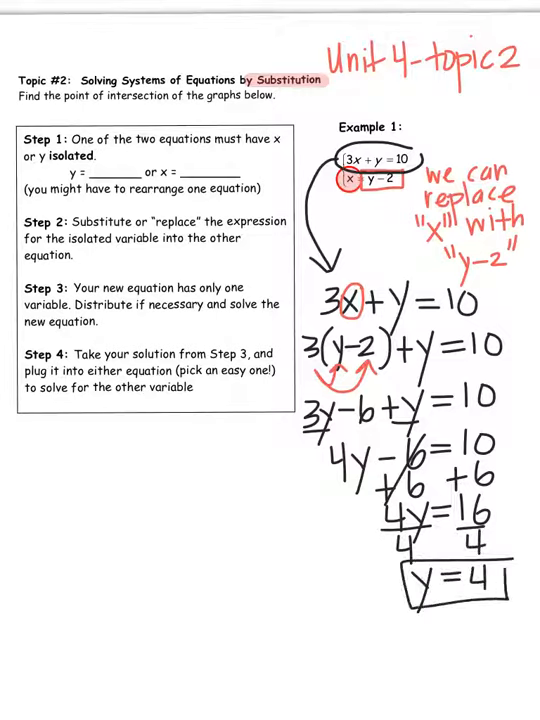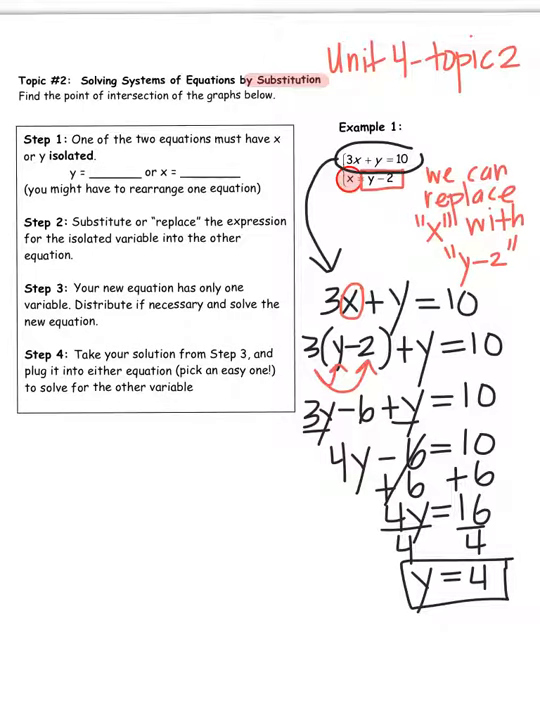Alright, so I now know what y is, but remember, a system of equations has two variables. I only know what one variable is. So we have to look at this last step, step 4. Take your solution from step 3. Here's my solution, y equals 4. And plug it into either equation. I wrote here, pick an easy one. There's two equations. Pick the easier one and solve for the other variable.